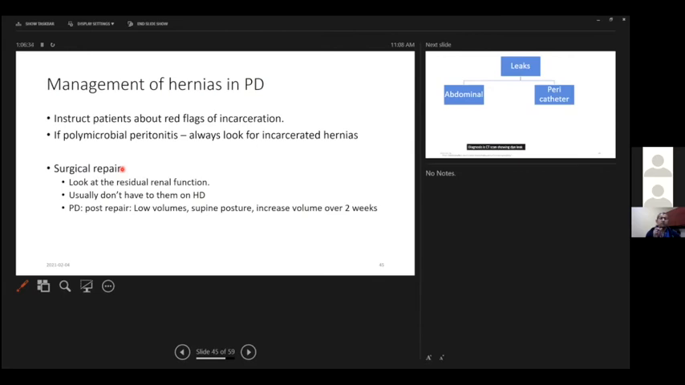Like if the patient is on 2 liters initially, you may start with 750 mL or 1 liter, because even that is sufficient to take the edge off the uremia or the potassium or anything, okay? So start with low volumes, make sure the patient is supine, and do it for 8 to 10 hours. And usually we use a cycler here, okay? As the patient is not leaking and as time goes on, make sure that the patient is eating well, his musculature is good, and he's not constipated. Then you can slowly, gradually increase the fill volumes to baseline over the next 2 to 3 weeks.